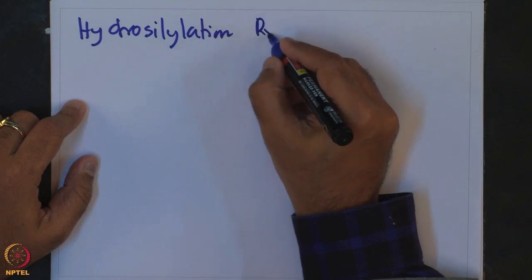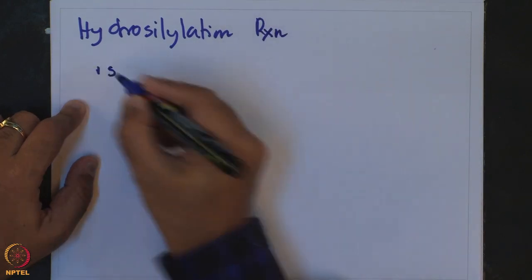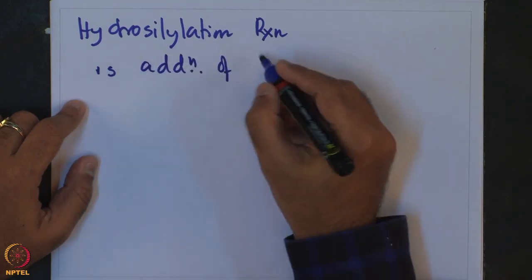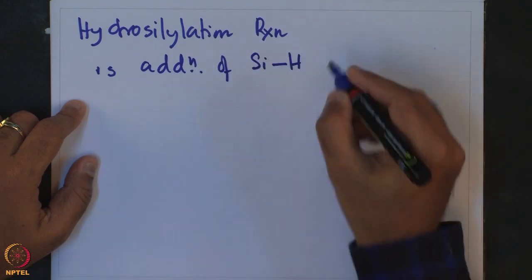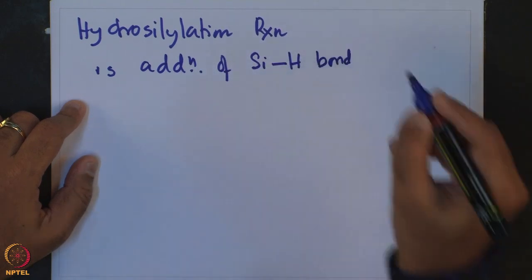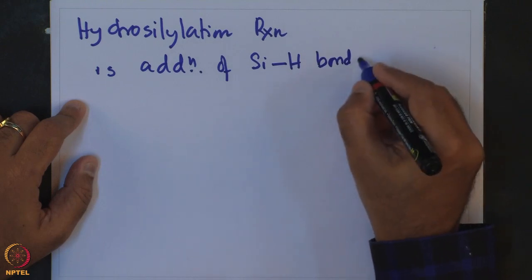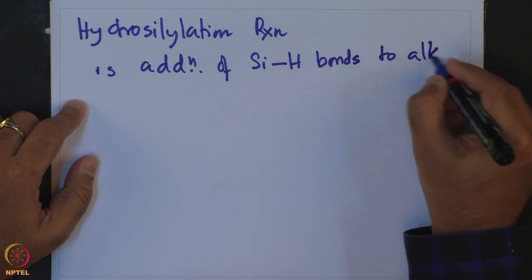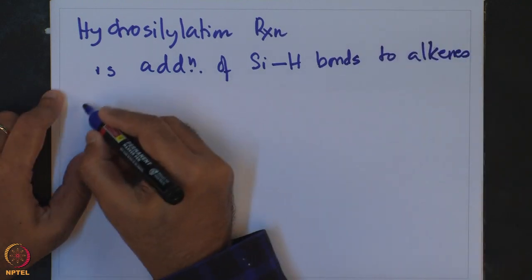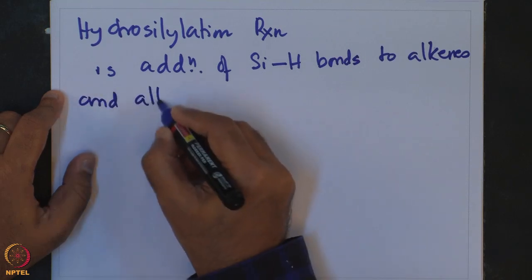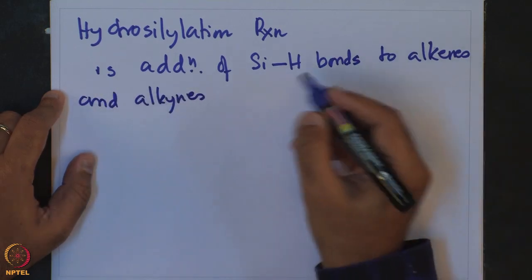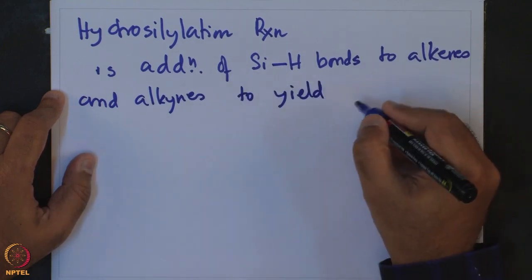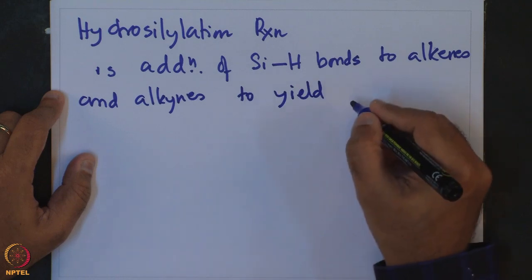The reaction is the addition of silicon hydrogen bonds to alkenes and alkynes to yield alkyl silanes.